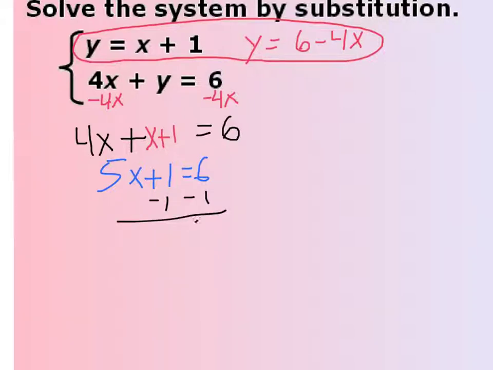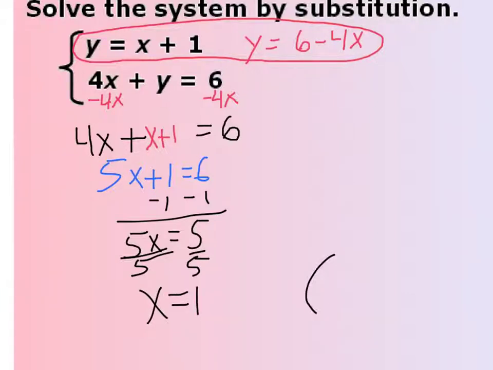6 minus 1 is 5. So 5x equals 5. And divide both sides by 5. We get x equals 1. Remember, all of our answers are ordered pairs because it means this is where the two lines touch on the graph. So once you find x, you have to go back and plug it in.